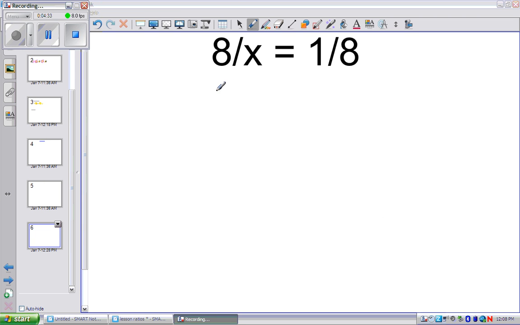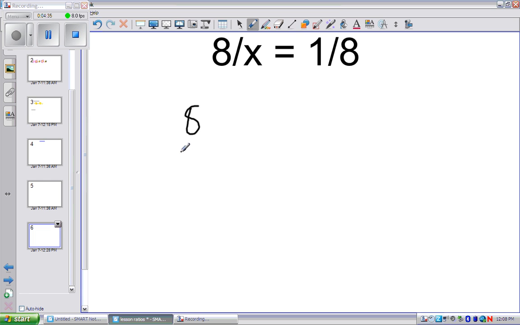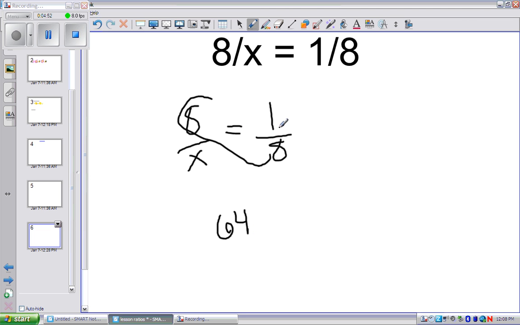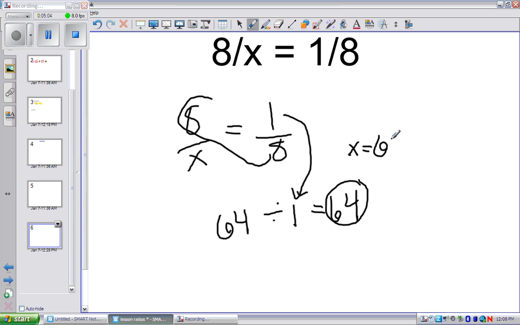Let's do one more. 8/x equals 1/8. First you would do 8 times 8. That equals 64. 64 divided by 1 equals 64. x equals 64. Our final proportion is 8/64 equals 1/8.